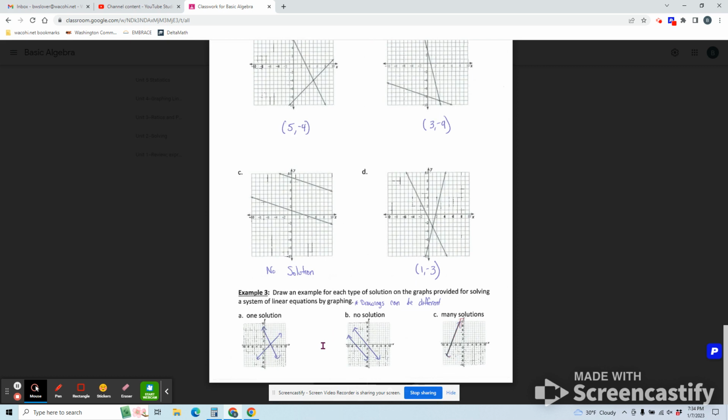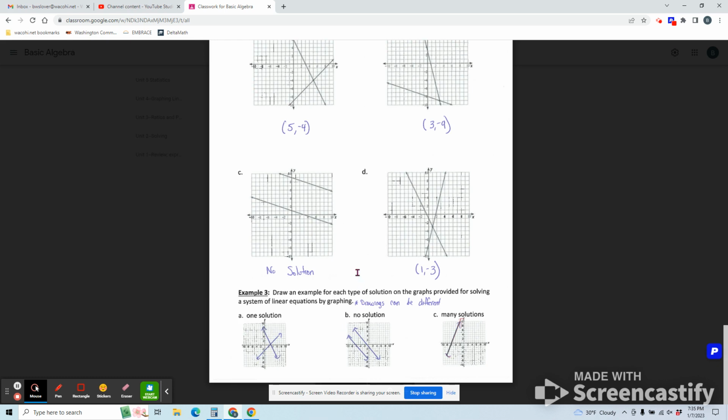And then on the bottom one, it says draw an example for each type of solution on the graphs provided solving a system of linear equations by graphing. Notice that your drawings may not match mine. Okay, you are just practicing what one solution looks like on a graph, what no solution looks like on a graph, and what many solutions looks like on a graph.